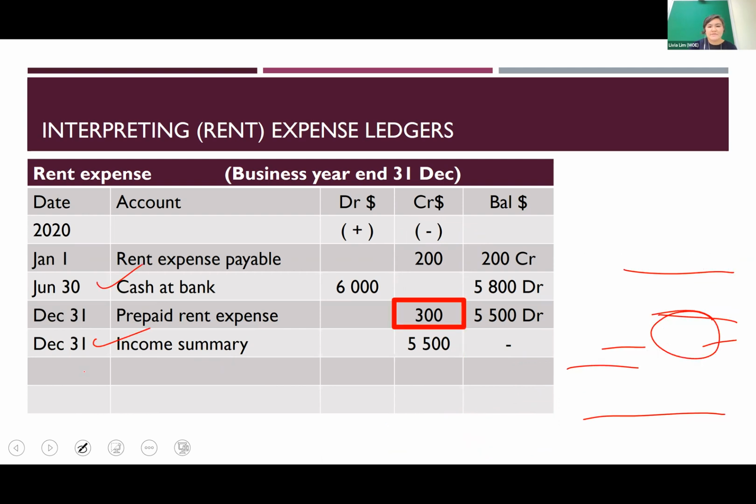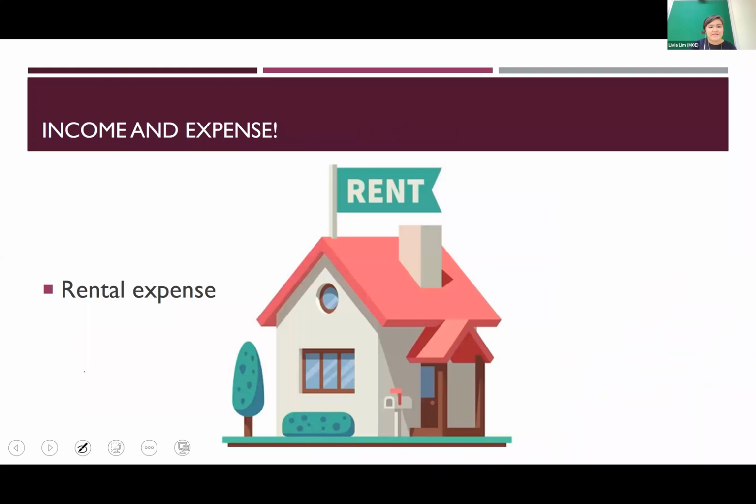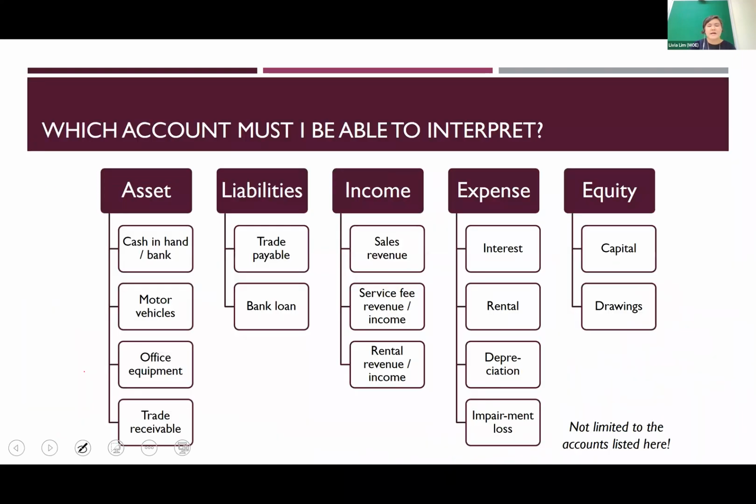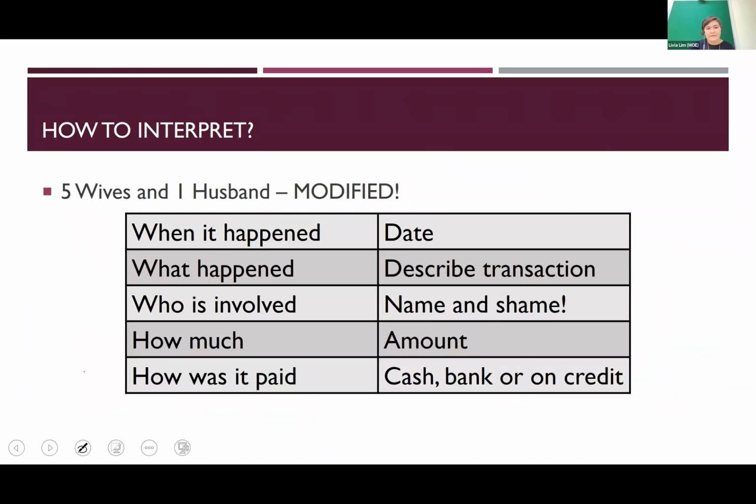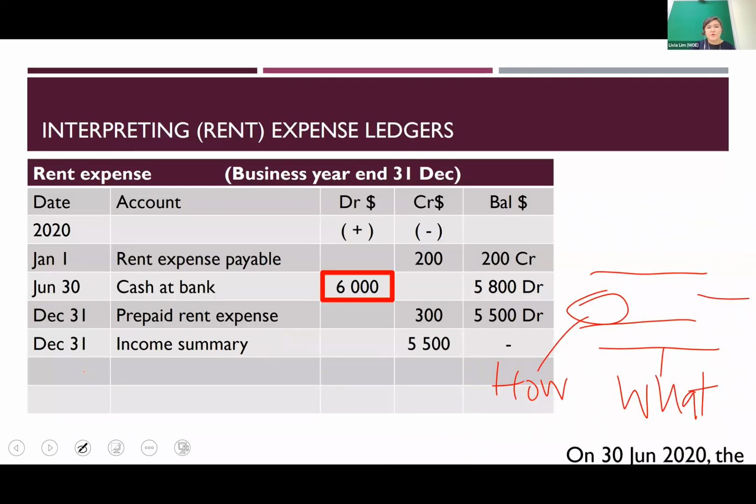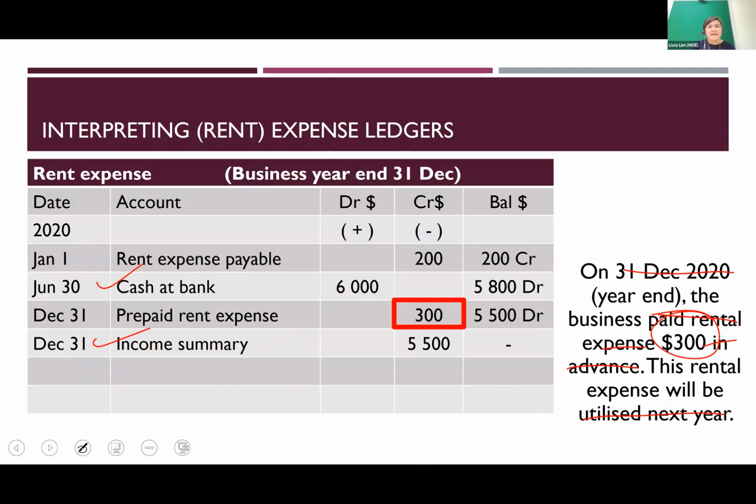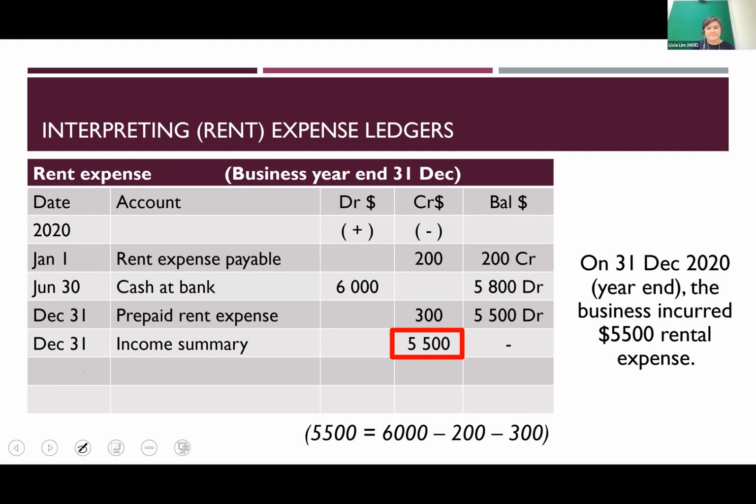All right. So just to remind everybody again that the skills are similar. Tell me what happened, who is involved, if any names are available, how much, how it was paid, and there you have it. You will be able to interpret most ledger entries. All right. Now let's go on and try to do some rent income ledger entry.